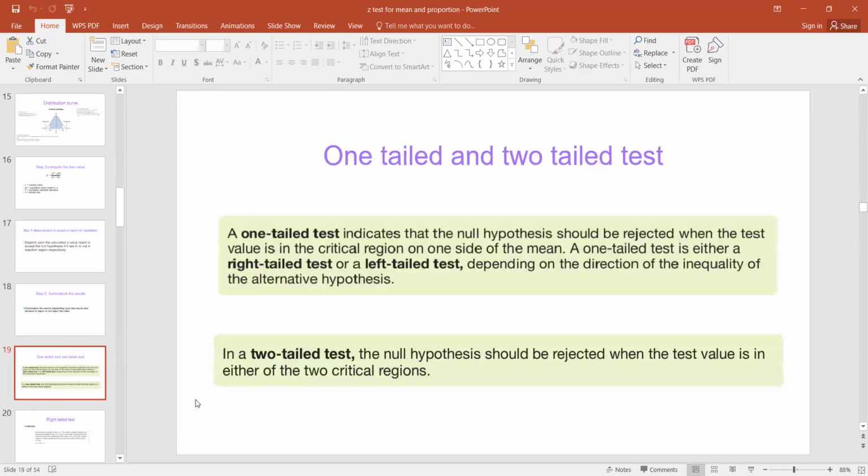Next is the one-tailed and two-tailed test. A one-tailed test indicates that the null hypothesis should be rejected when the test value is in the critical region on one side of the mean. A one-tailed test is either a right-tailed test or a left-tailed test, depending on the direction of the inequality of the alternative hypothesis. In a two-tailed test, the null hypothesis should be rejected when the test value is in either of the two critical regions.